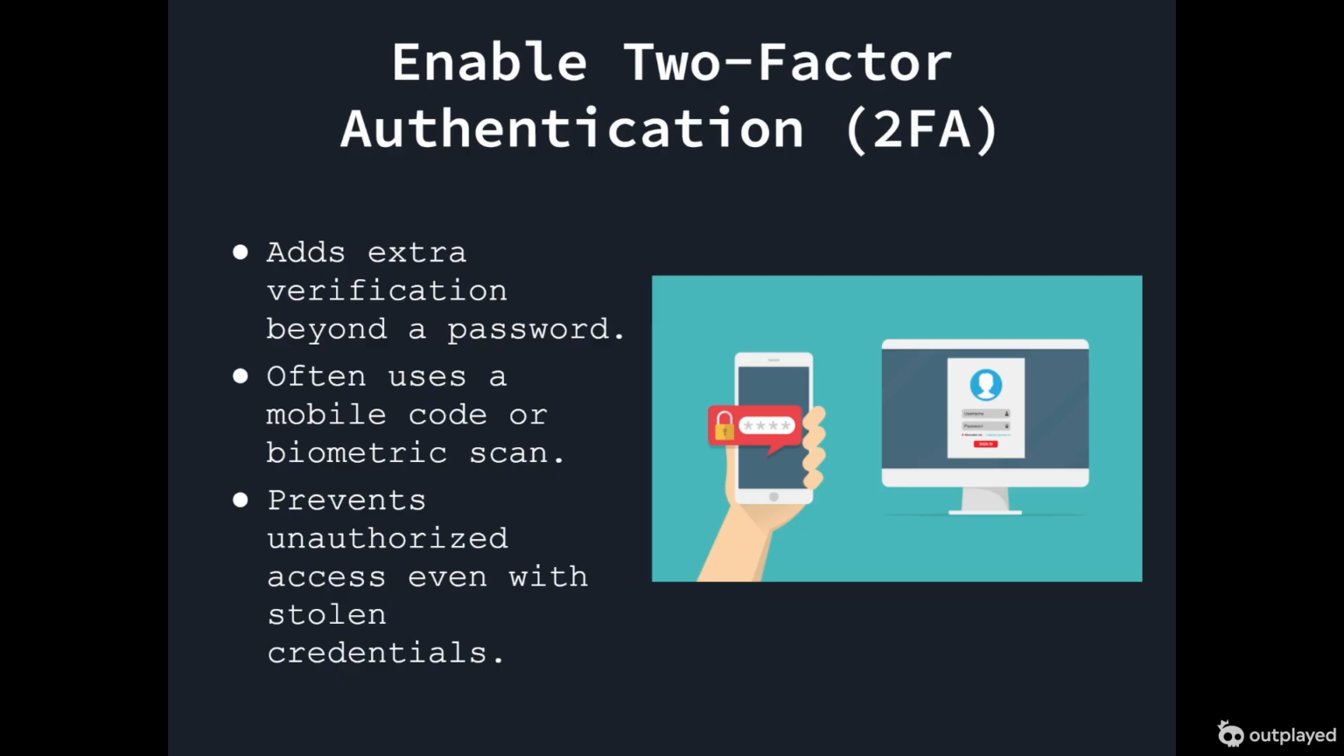Some good examples of this would be the Authenticator app used by Microsoft and other sites as well, since it's a very trustworthy source. They would send you a mobile code or some sort of biometric scan to ensure that it is you that is logging into the account. Like I said before, this just prevents people from accessing your account even if they have the password, to make sure they can't get into it at all.